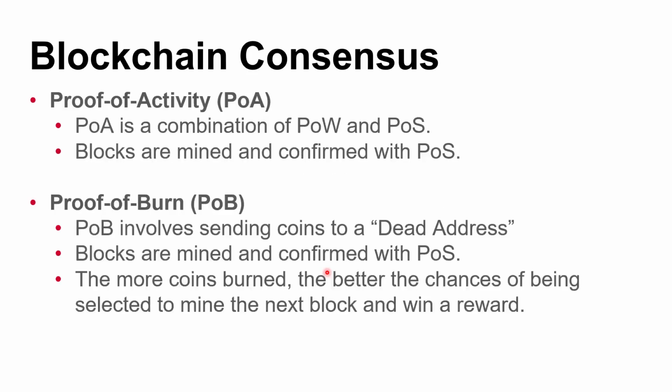And then some other blockchain consensus algorithms. There's proof of activity. It's a combination of proof of work and proof of stake, where blocks are mined and confirmed with proof of stake. There's also proof of burn. Proof of burn involves sending coins to what's called a dead address, so a dead public key, and then blocks are mined and confirmed with proof of stake, and then the coins are burned. The more coins burned, the better the chances of being selected to mine the next block and win the reward.